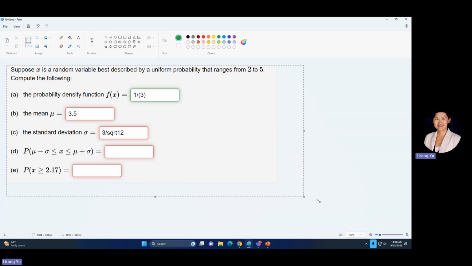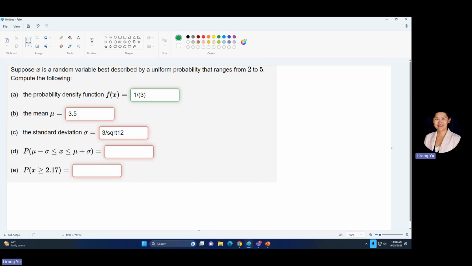Question number 2. If we draw a picture, it makes more sense. So we have 2 here and 5 here. It's horizontal between 2 and 5, therefore the height is 1/3. This question is, what is the probability x is between mean plus the standard deviation and mean minus the standard deviation?